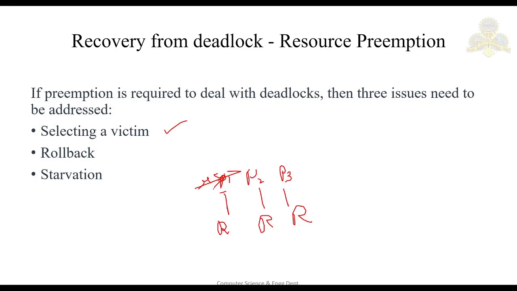So the most common solution is to include the number of rollbacks in this cost factor. How many times has the process rolled back? Whenever you have preempted the resource from it, how many times has it rolled back? Based on that count, we can make sure that the process does not go into starvation. Fine. So this is about your recovery from the deadlock. And that completes your third chapter. Okay.